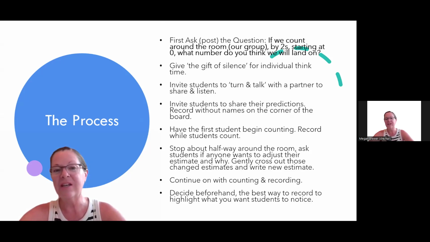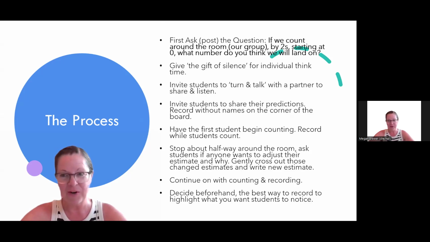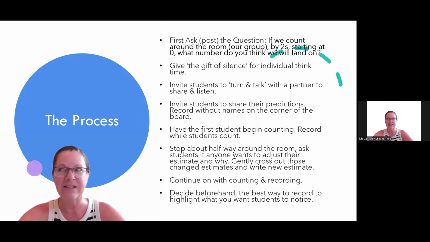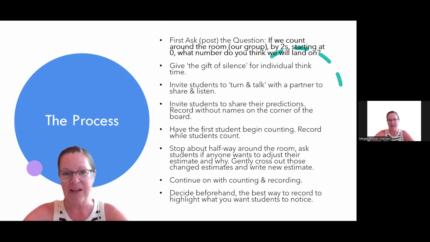You're going to give students a gift of silence for individual think time. So they're probably going to be doing some calculating. You want to invite students to turn and talk with a partner, to share and to listen. That has a strategic purpose. You want to do that so students have a chance to check in with a partner first. And what they're probably doing is seeing, was my guess reasonable? What is my partner thinking?